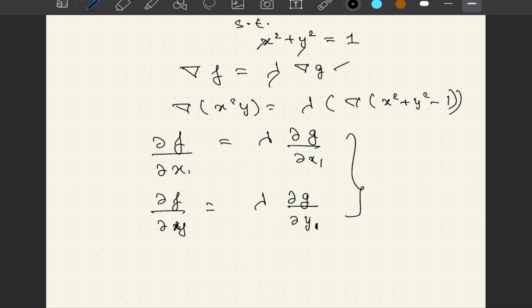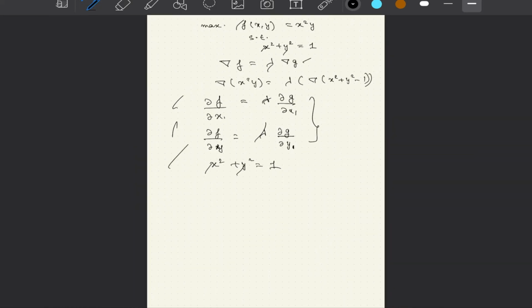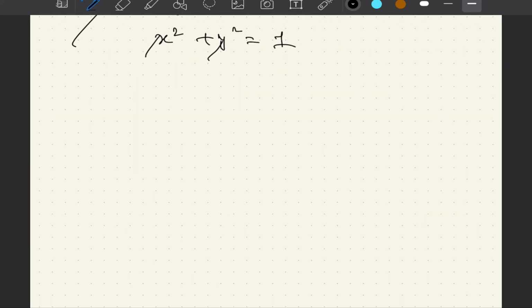And our third condition itself comes from the fact that x square plus y square equal to 1. Now, three variables and three equations are present which we can solve simultaneously, and we can end up with our answer. Another way to do this in a compact form is that let us construct the Lagrangian of this.